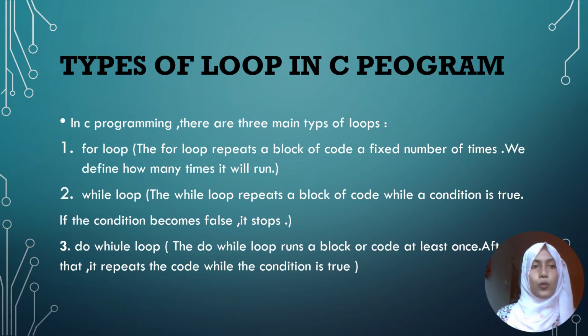Types of loops in C programming. In C programming, there are three main types of loops: for loop, while loop, and do while loop. For loop: the for loop repeats a block of code a fixed number of times. We define how many times it will run. While loop: the while loop repeats a block of code while a condition is true. If the condition becomes false, it stops. Do while loop: the do while loop runs a block of code at least once. After that, it repeats the code while the condition is true.